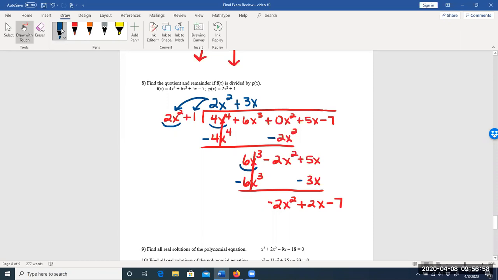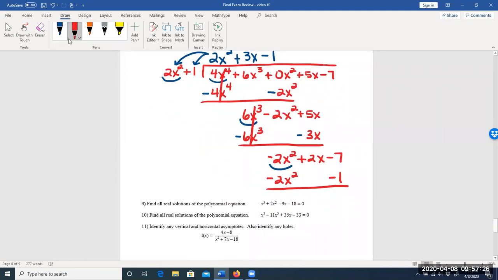I have to ask myself, what can I multiply 2x squared by to get negative 2x squared? And that would be a negative 1. Now I'm going to multiply the negative 1 times each of the terms in the divisor to get negative 2x squared and negative 1. Now I am going to change their signs. So they're both negative, but I'm going to change them to positive. And by doing that, then I get to add down.